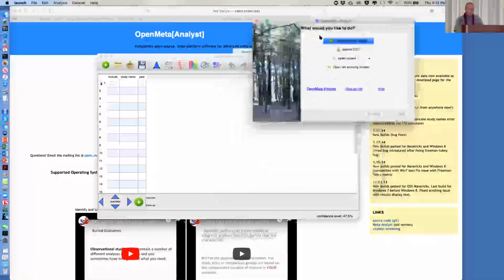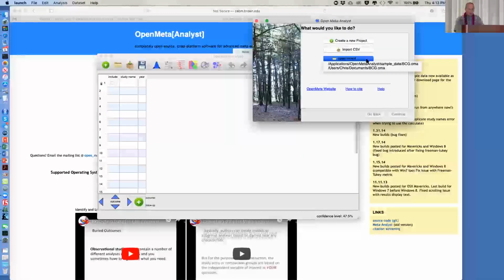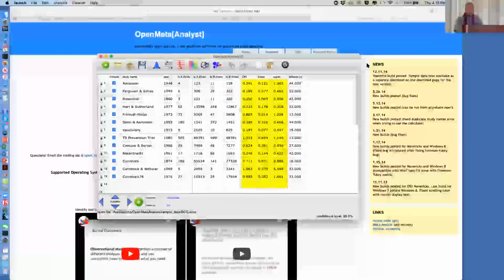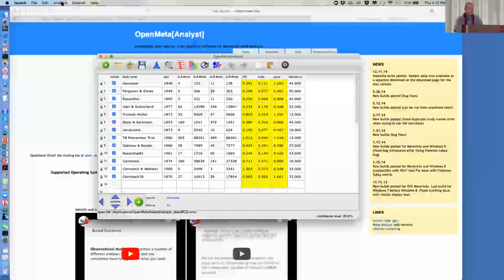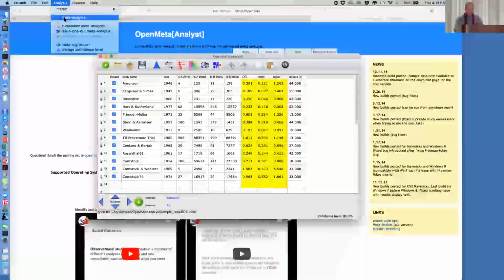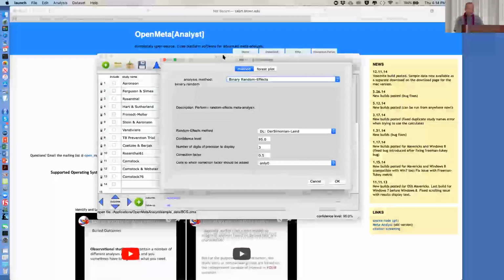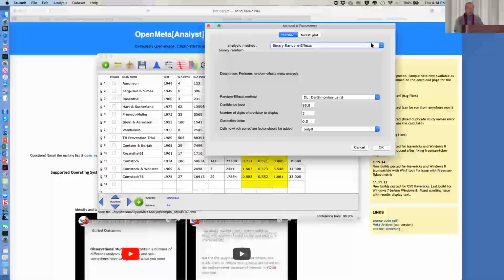So let's open a recent project. I'll open the BCG data that we just analyzed. So here's my data set. If I want to analyze it, I could say I want to do a meta-analysis. I want to do a binary random effects model. Let's say I want to use the restricted maximum likelihood. I'll say OK, and hopefully it'll run.